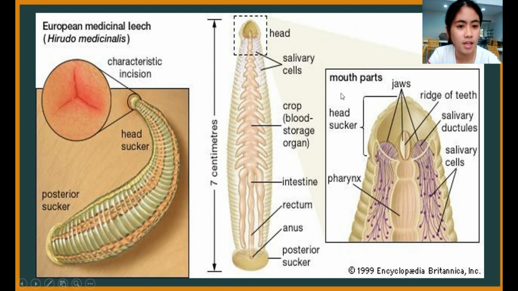Let's see the close up of their mouth. They have jaws located here, right here, the ridge of teeth located here at the center. The salivary ducts located here, salivary cells, which is this one, and the pharynx in the center, in the middle. And this all is the head sucker.